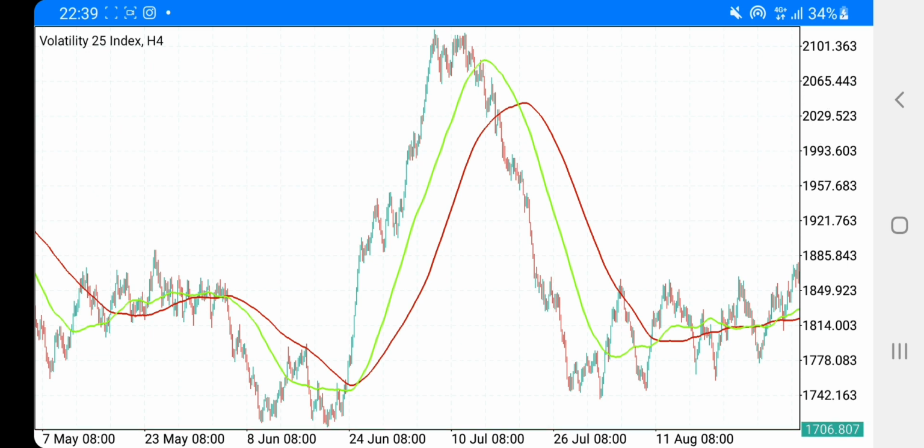So in this case, for example, when the green went across the red moving average right here, the market became bullish. When the green crossed downwards under the red moving average, it started coming downwards. So this usually happens throughout the market.